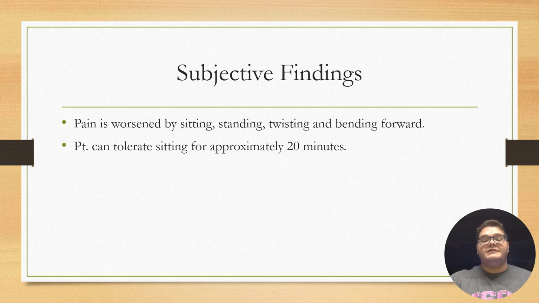All right, so a couple of subjective findings for the patient. Pain is worsened by sitting, standing, twisting, or bending forward. So she has typical symptom producing factors. When it comes to twisting and bending forward, those are not what you want to do with a compression fracture because they cause more pain. Also, the patient can only tolerate sitting for approximately 20 minutes. So the longer she sits, the more she hurts. That's something we have to factor in and hopefully improve as we go along.